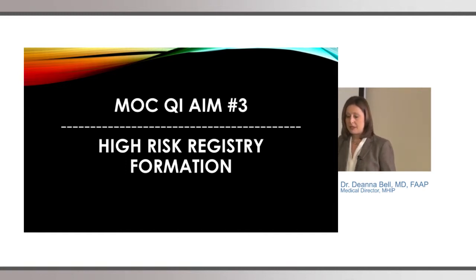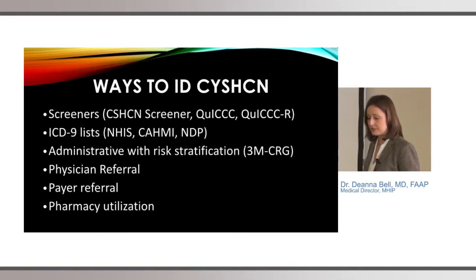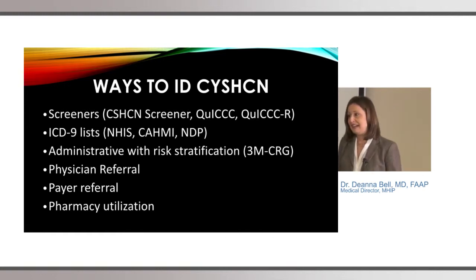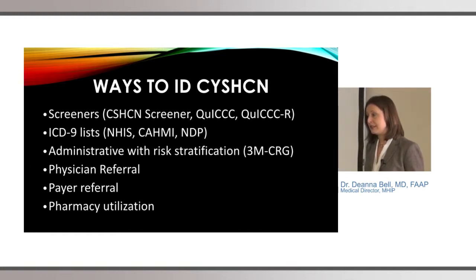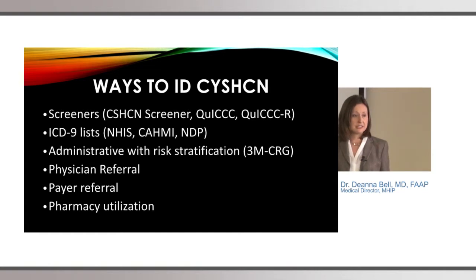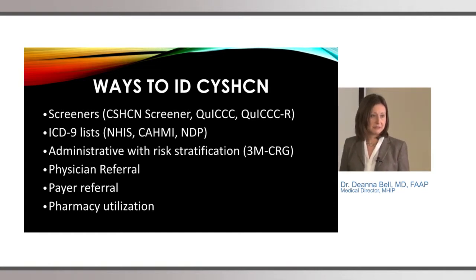So your third mock QI aim is going to be a high-risk registry formation. And there are lots of different ways to form your high-risk registry. And I would encourage you to use lots of these methods. The first, the simplest, would be to just start with an ICD-9 list of the chronic diseases of childhood and query your database for that. And just sit down as a practice and take a look at those kids and say, okay, who are the kids on this list where we want to manage their disease better.